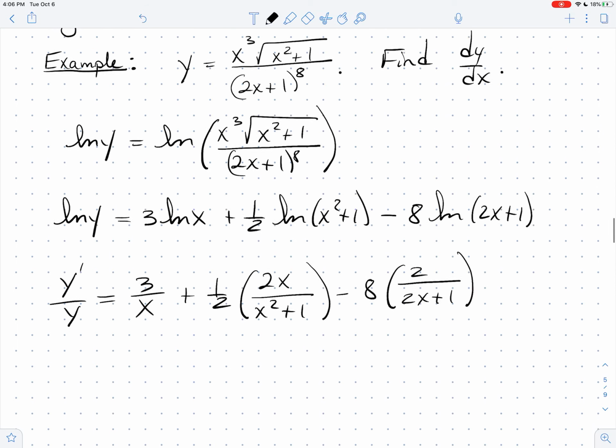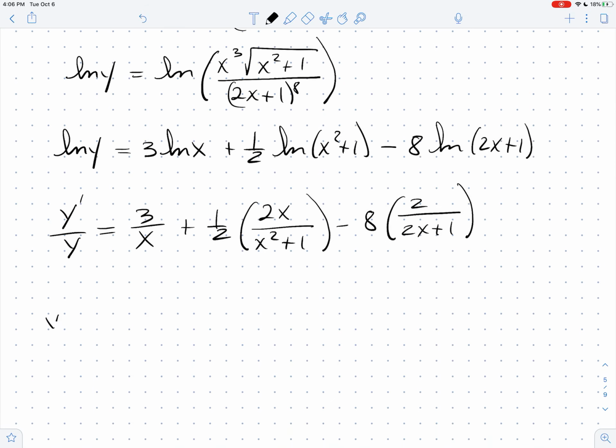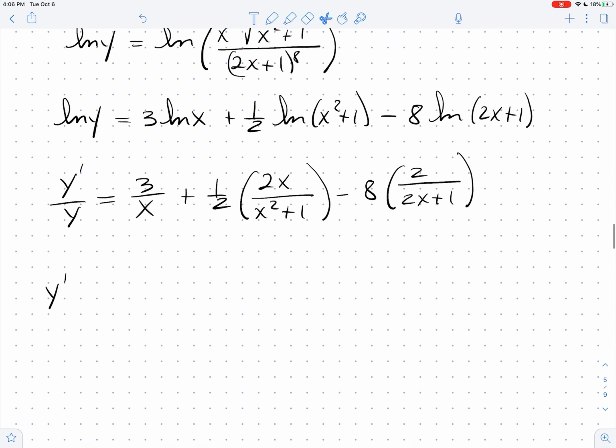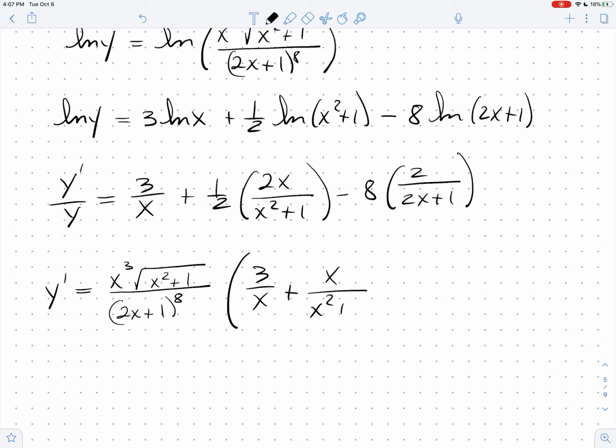I'm done with the calculus, and in order to solve for y prime, what do you do? You simply move the y back over and multiply the whole thing by y. I'm going to go up and copy what y equals and put it back in terms of x. So I know that y prime is y times 3 over x plus, let's cancel these 2's, so plus x over x squared plus 1 minus 16 over 2x plus 1. And that's it. That's your y prime.